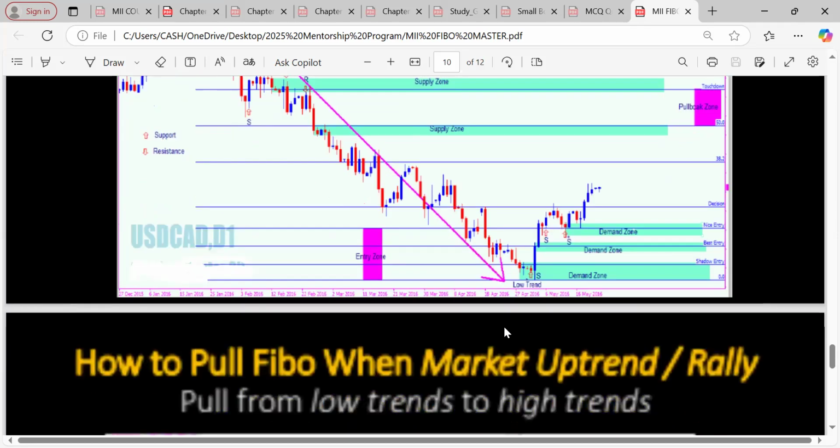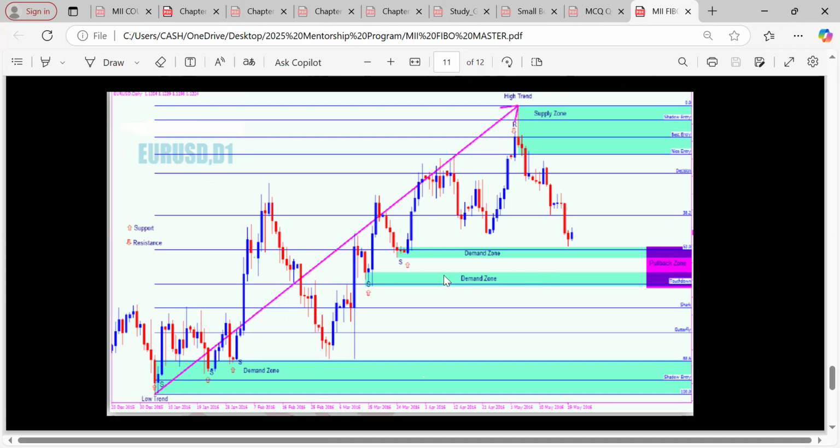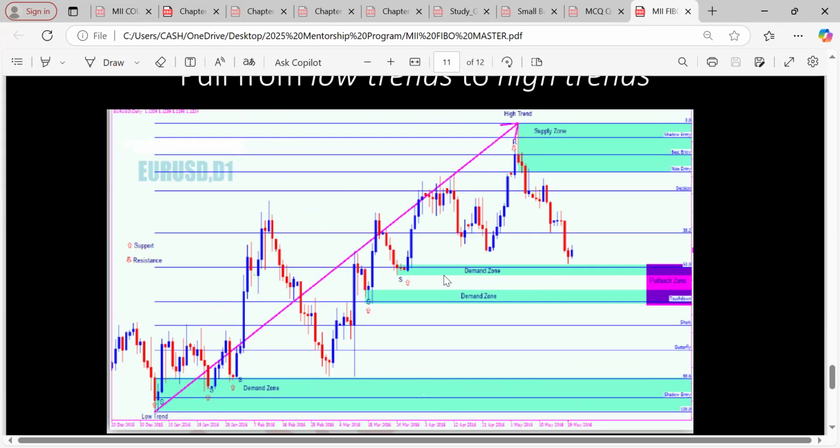Now, if the market is bullish, meaning the market is on an uptrend, you pull the Fibo from the low to the high. And you can see the 50% level and the 61.8, even the 38, all these levels highlight the demand zone, the supply zone, the resistance, and the support. So basically, those are the two ways: the market is either on an uptrend or on a downtrend.